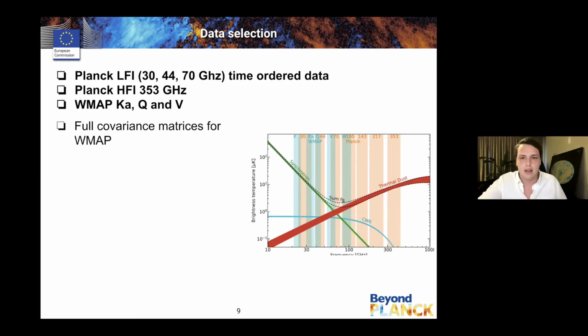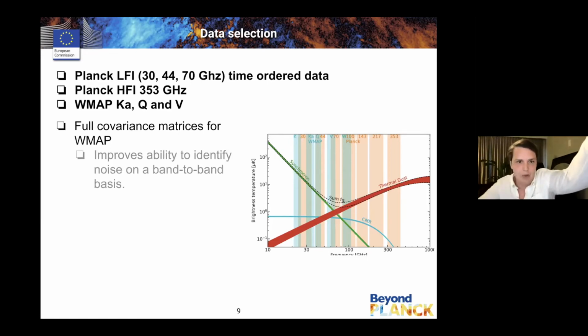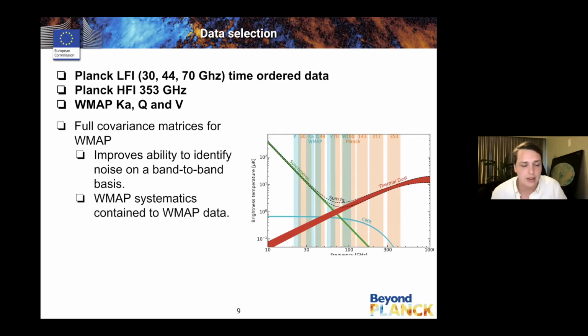And that means that we actually get an improved ability to identify noise on a band-to-band basis. And this is especially powerful because the WMAP systematics are contained to the WMAP data. So that also means that we have to downsample our data, so we run it at Nside 16 instead, or these covariance matrices would be extremely large.